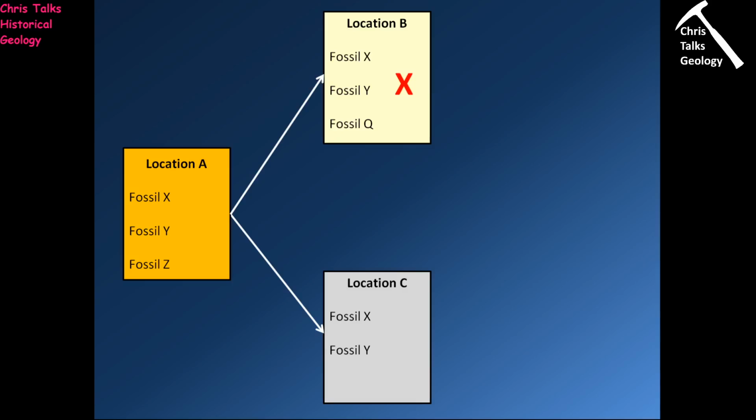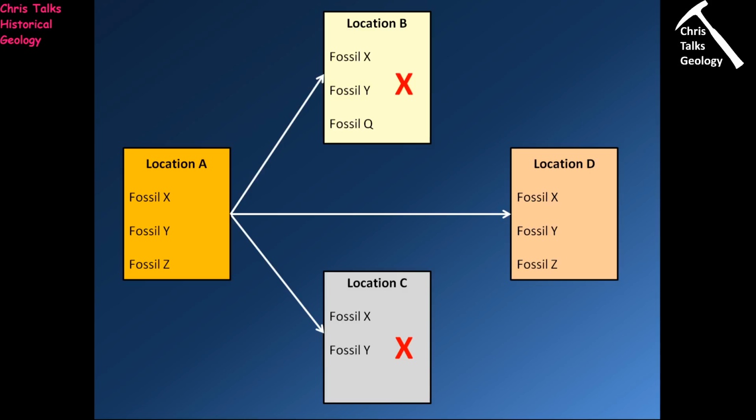So what about location C? Well, at location C we have fossil X and fossil Y. Would that make location C the same as location A in terms of its age? The answer would also be no. Because yes, once again, we do have fossil X and fossil Y, but we're missing fossil Z. So just like location B, because you have X and Y, chances are location C is of a similar age to location A. So they're probably relatively close in age, but without fossil Z to definitively tie them together, you can't say they were forming at exactly the same time.